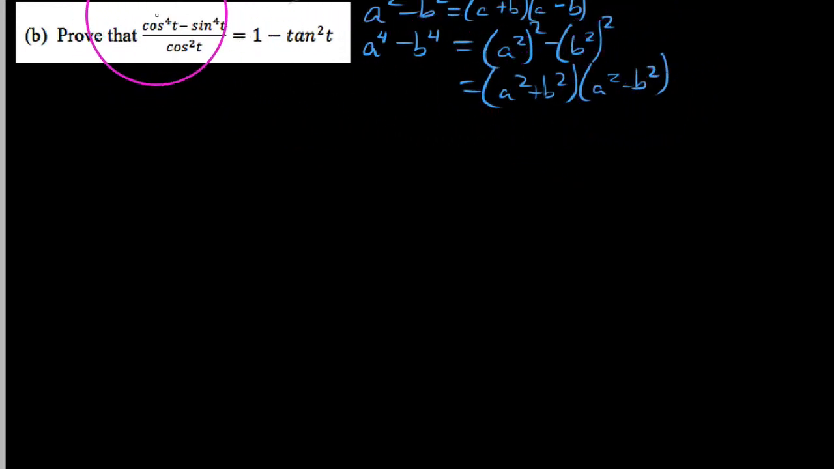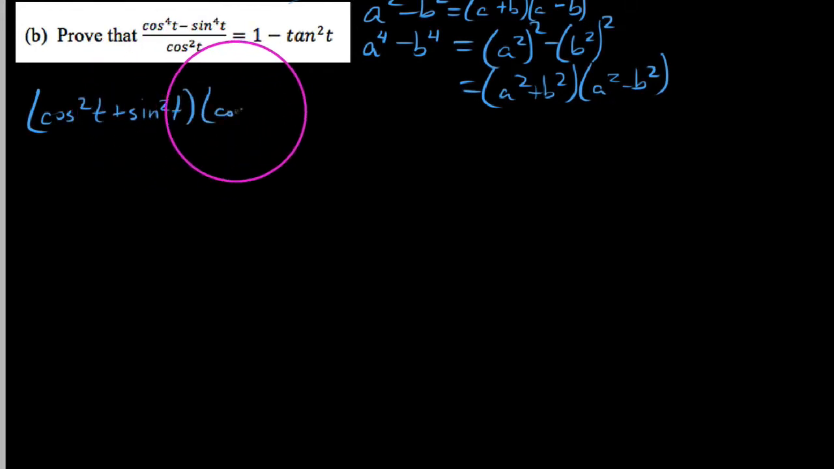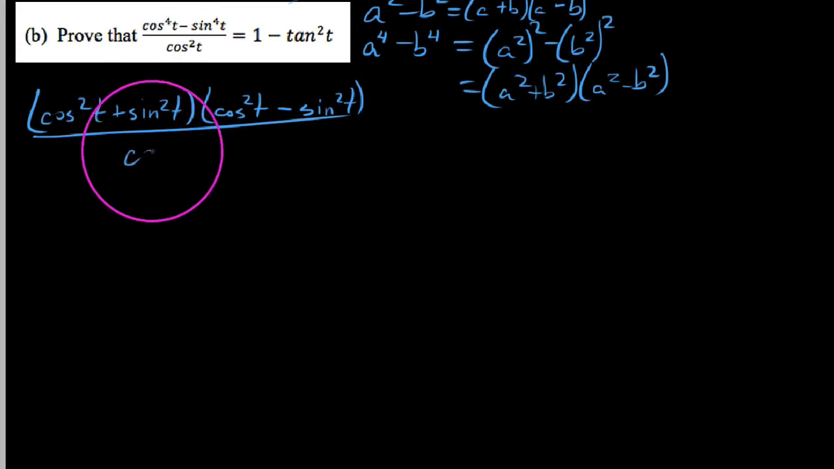But if I'm looking at this expression here on letter B, I'm definitely going to be working with the left side, the left-hand side, the LHS, because it's the more complex of the two. I'm going to point this out here. Cosine to the fourth minus sine to the fourth can be rewritten as cosine squared of t plus sine squared of t times cosine squared of t minus sine squared of t. Okay, so far all we've done was factor the left-hand side.